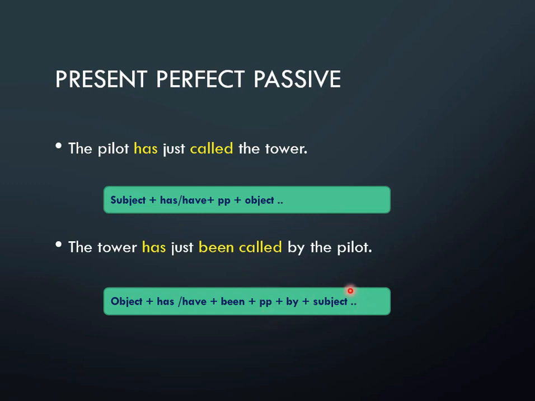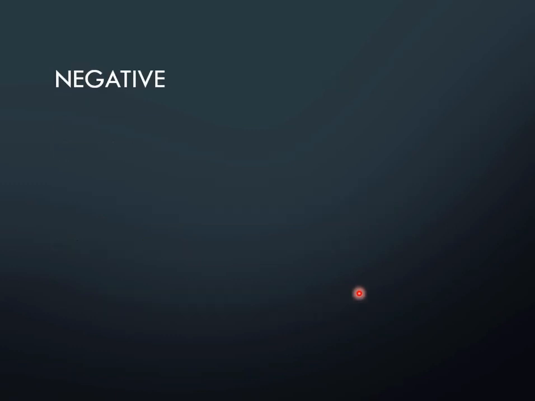If we would like to mention the doer of the verb, the person who did this, you should write by, the preposition by, followed by the subject. This is how to form a sentence in the present perfect tense in active and passive voice. Let's come to negative.